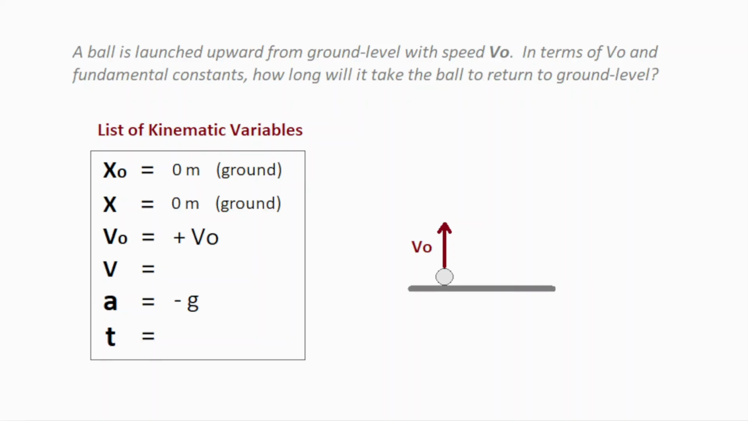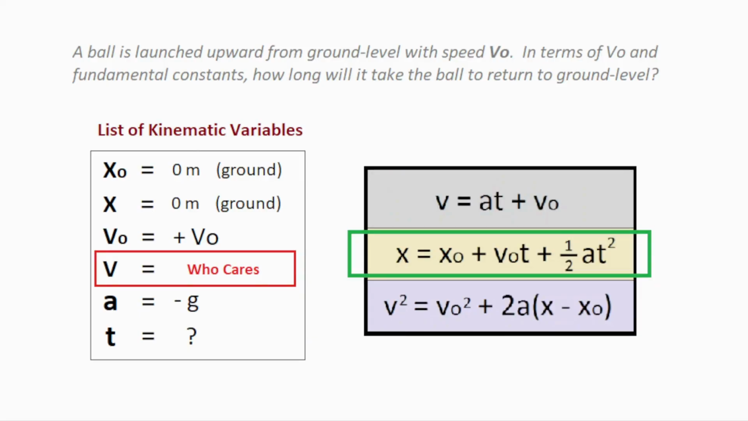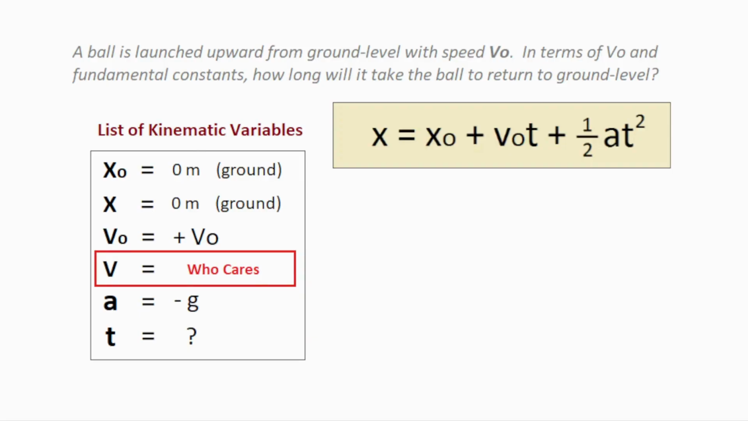As mentioned, I am solving for time, so I'll put my question mark next to the t variable, and that would leave the final velocity as something that I don't care about for this question. I'm not given information for it, I'm not solving for it, so as I look over my equation options, I want to pick the equation that avoids the final velocity variable, and that's why I'd be selecting equation 2. From there, I just need to plug in the given information from my list. That is what I'm doing in this line.